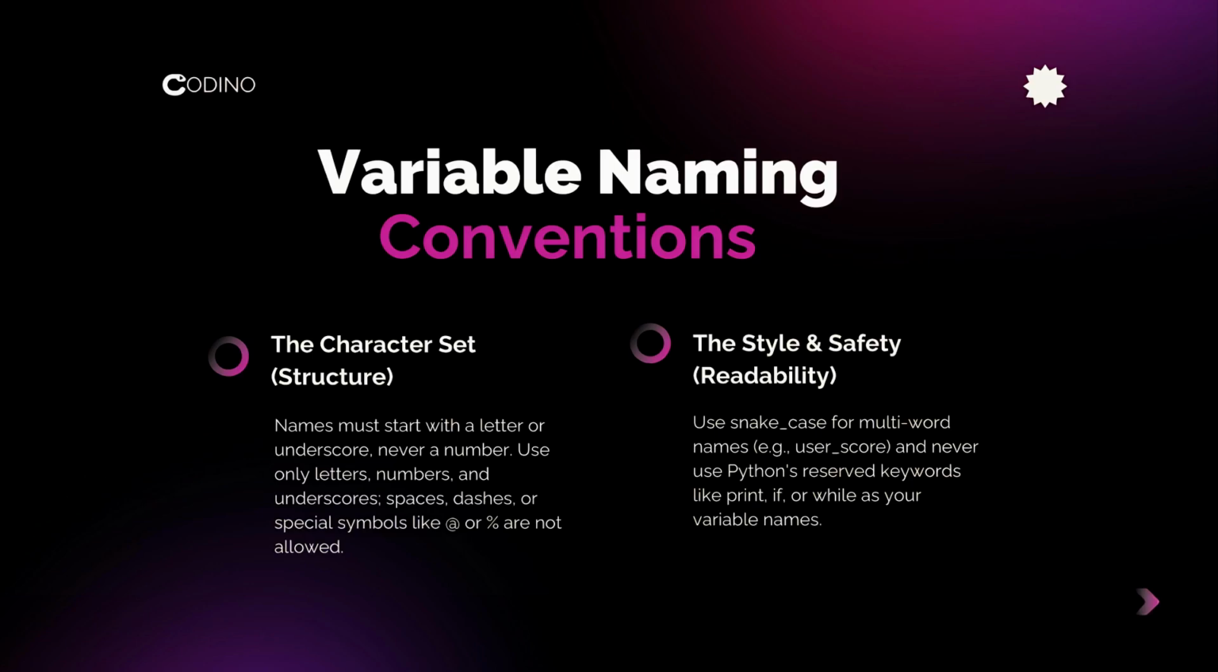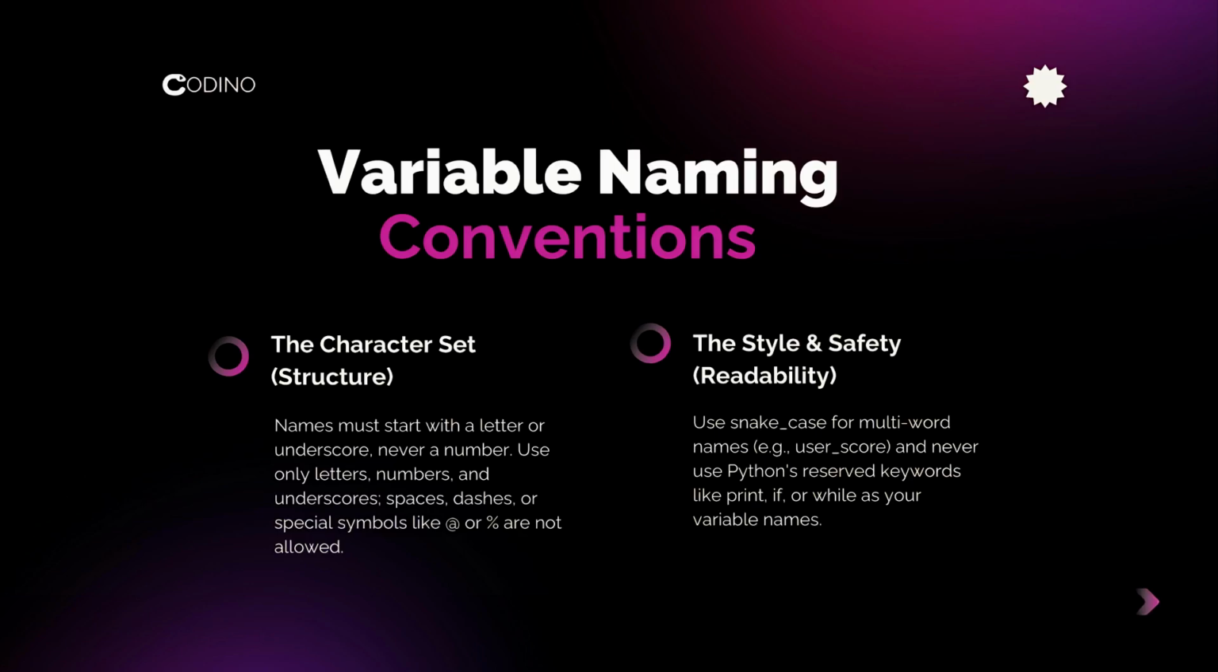In Python, we use something called snake case for multi-word names. So instead of user score or userScore, you write user underscore score. All lowercase, words separated by underscores, which is, well, it's the standard for Python. And here's a big one. Never use Python's reserved keywords as your variable names. Words like print, if, while, for. These are special to Python. If you try to name a variable print, yeah, Python's going to be very confused. So yeah, keep your variable names descriptive, use snake case, and don't break the rules.